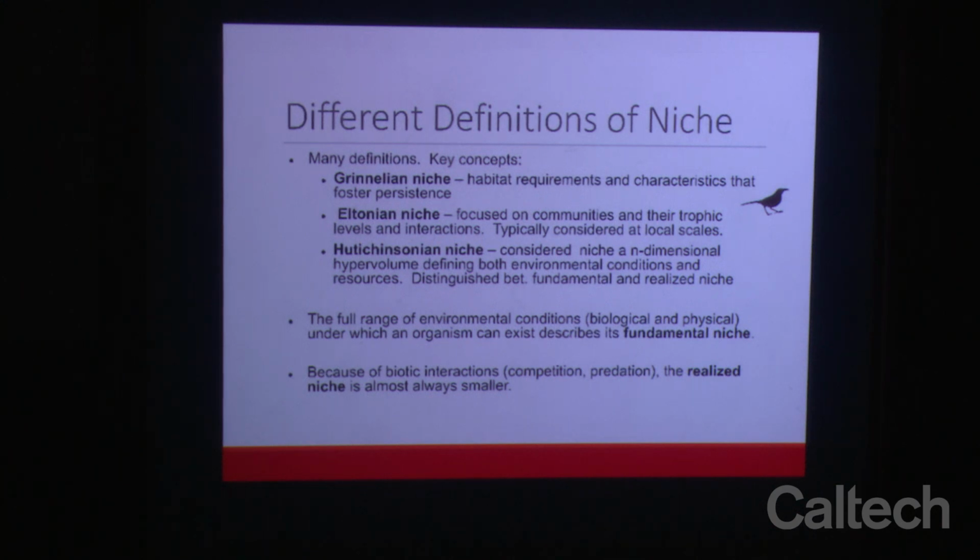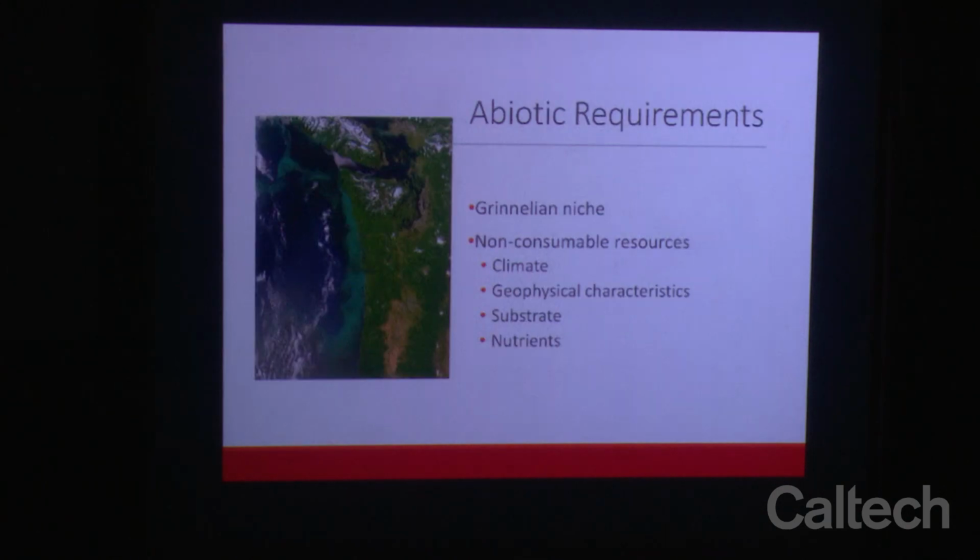And so regarding that distinction between the fundamental niche and the realized niche, that's actually relatively important for what you're modeling when you're doing species distribution modeling or niche modeling. You can think of the fundamental niche as that full range of environmental conditions, biological and physical, under which an organism can exist. And because of biotic interactions, competition, and predation, the realized niche is sort of a subset of that fundamental niche. That's something that most of you probably had in ecology classes, hopefully introductory classes.